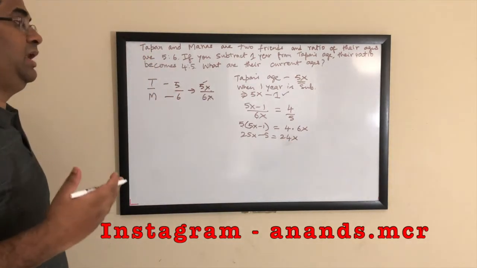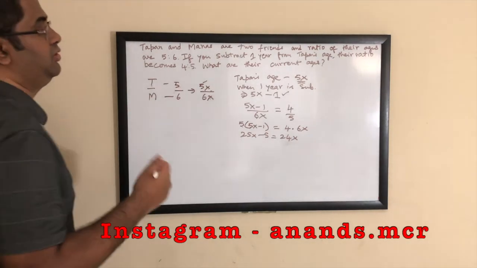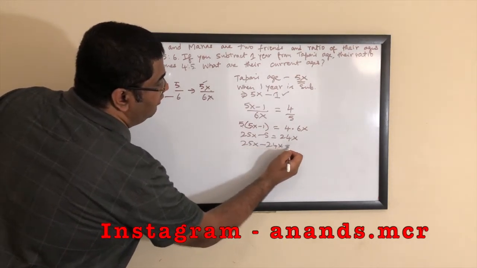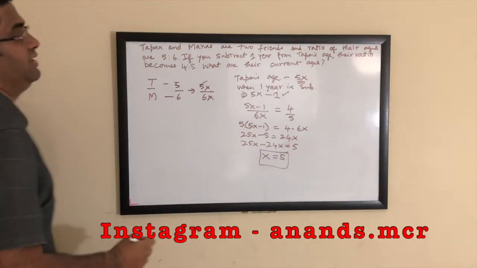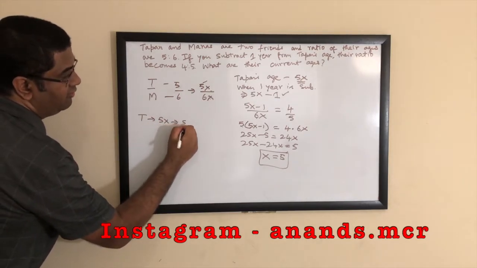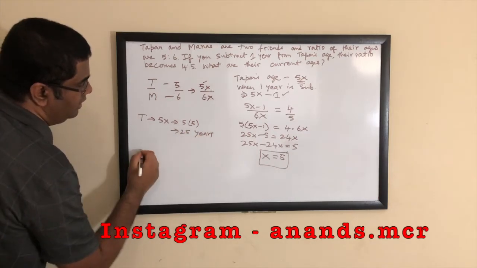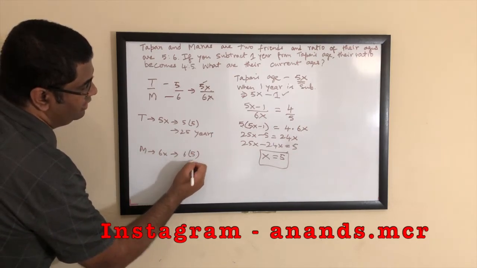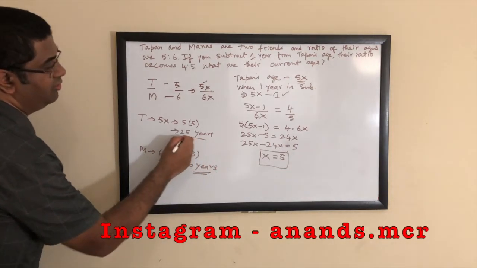And as I've been saying, where variables and numbers are involved, put the variables on one side and numbers on another side. So 25x minus 24x will be equal to 5. So x is equal to 5. So we've got a value of x as 5, friends. And we know that Tapan's age is 5x, which is 5 times 5, which is equal to 25 years. And Manas's age is 6x, which is 6 times 5, which is 30 years. This is how we do the problem, friends.